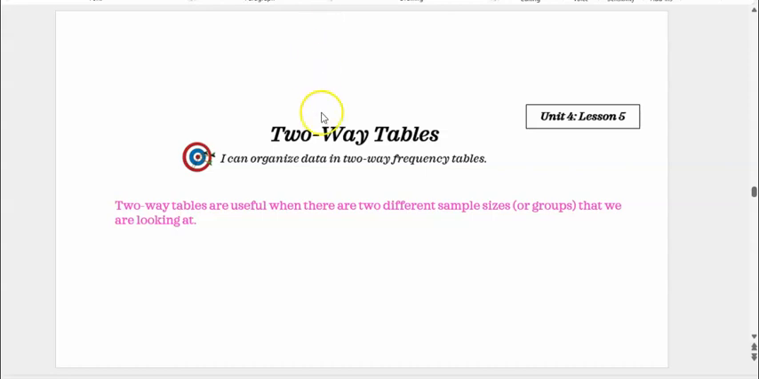So two-way tables, look here in your notes, maybe jot down this little sentence at the top or at the bottom. There's a decent amount of space. But two-way tables are useful when there are two different sample sizes or two different groups that you're looking at. So the example we're going to look at is boys and girls.